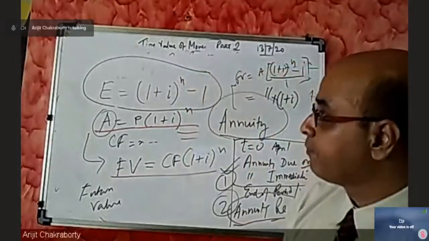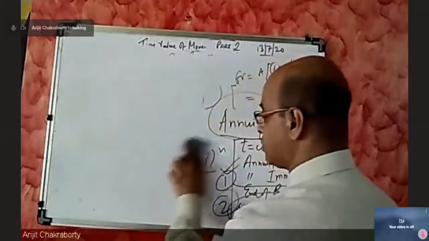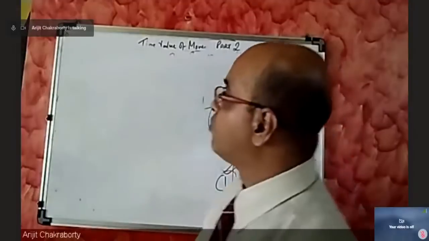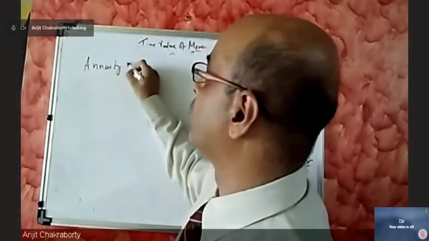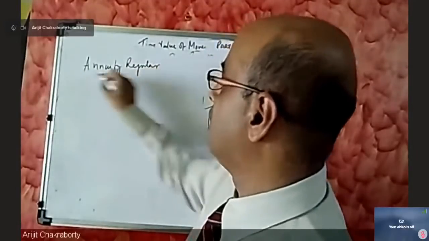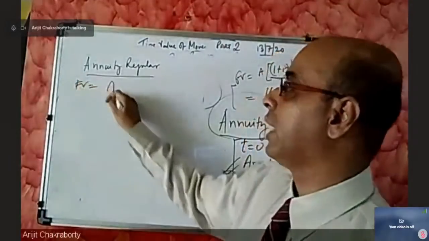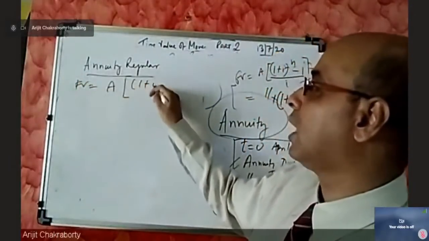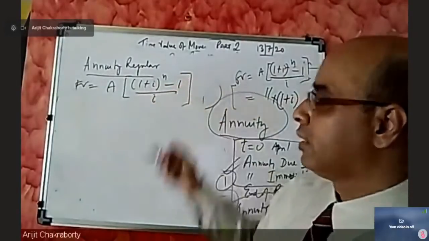I'm rubbing this part. And I'm writing the two formulas so that you can once again note them. For annuity regular first, the formula is future value is equal to A into (1 plus i) to the power n minus 1, divided by i.